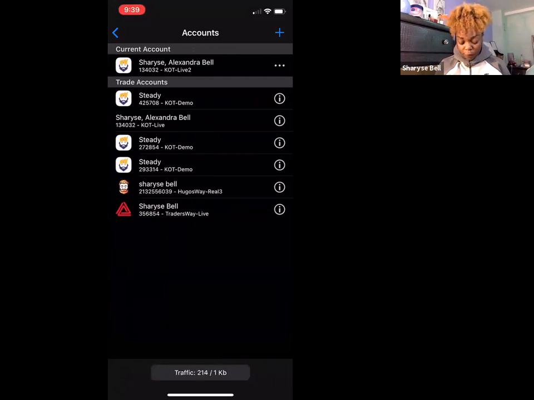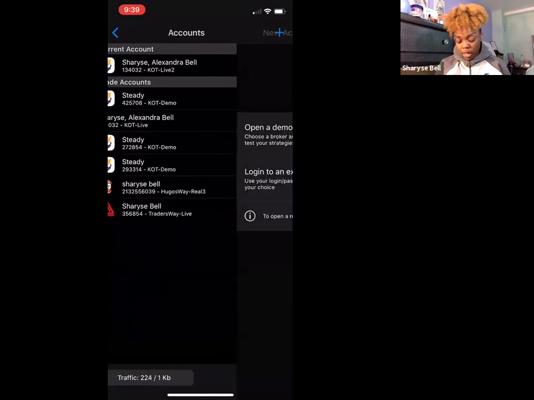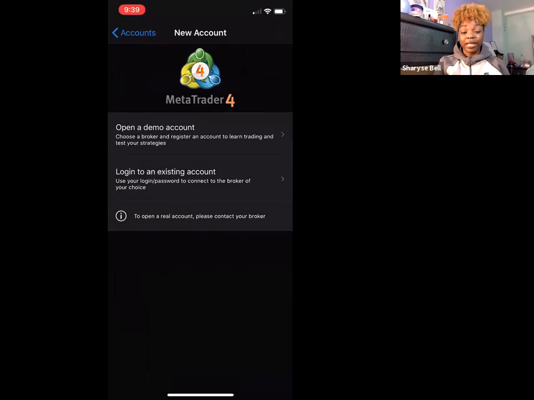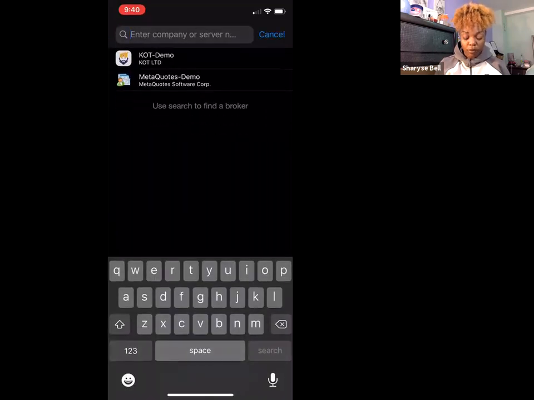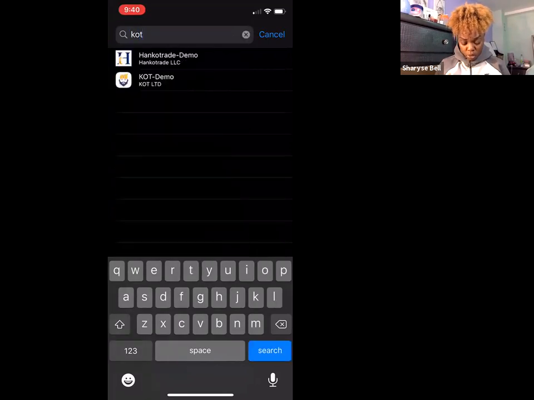All right. So first off, I'm going to show you guys how you can open up a demo account. Now you can do this two ways. The very quick and easy way is you just go to your MetaTrader 4, go here to open a demo account, and tap that. Then you type in KOT or whatever broker you are using. The majority of us are using KOT. If you do have a different broker, then by all means, search up the broker that you are using so you can get accustomed to their spreads and the pairs that they have, or how they move their pairs. But I use KOT, so we're going to search up KOT. And as we see, KOT demo pops up right here.